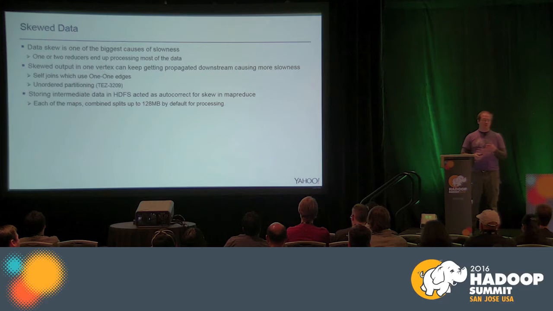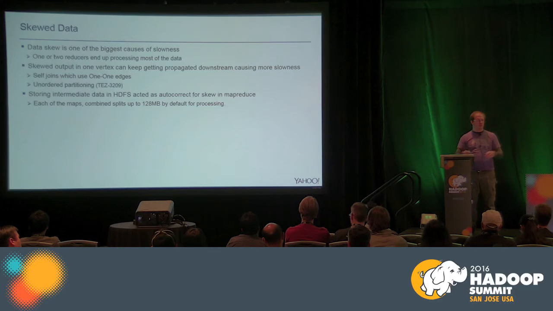MapReduce fixed this. The way it addressed this problem is essentially writing intermediate results to HDFS. And so then when it read them again, it resplit them, kind of fixing the skew. It traded performance to do this. So in TES, we need a different implementation.